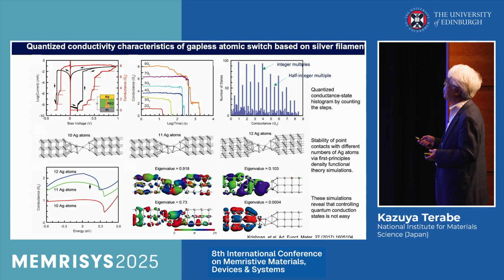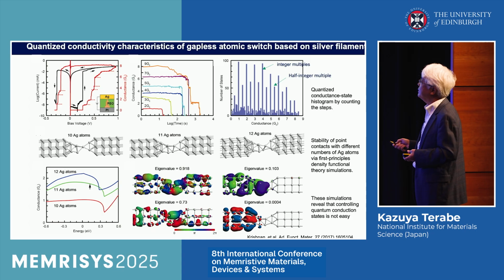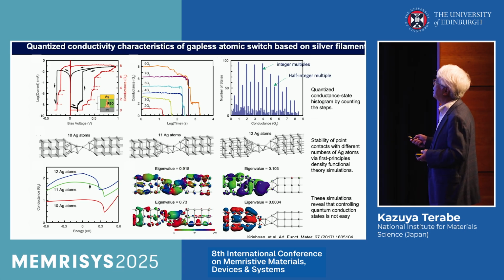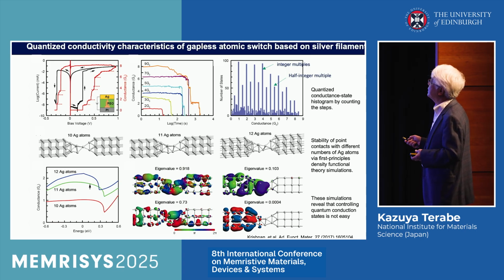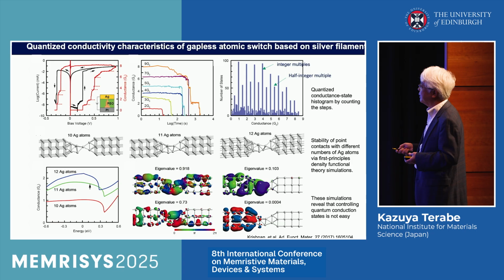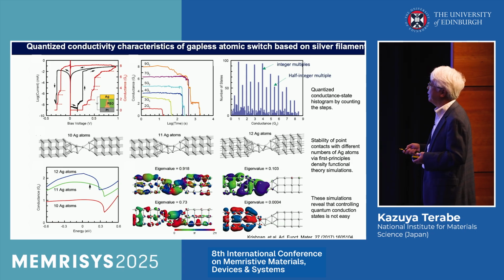This is the model. This is 10 silver atoms forming such a point of contact, and this is 11 silver atoms forming such a point of contact, and this is 12 silver atoms forming such a contact. This is the result. So with 10 atoms, this one is very stable around the 1G state.